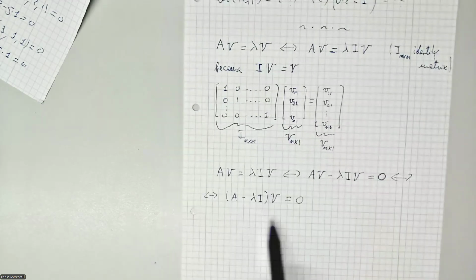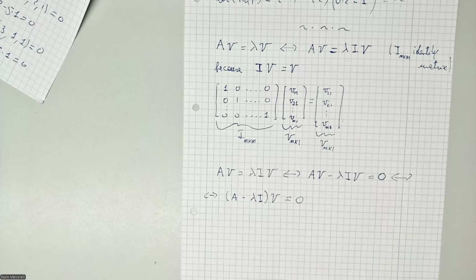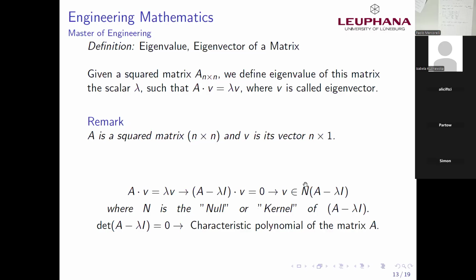But say something more, and let me conclude with the slide, and then we'll discuss again through the slide the definition, considering now that V, the eigenvector, is something, we say, that belongs to the null or kernel of this matrix.